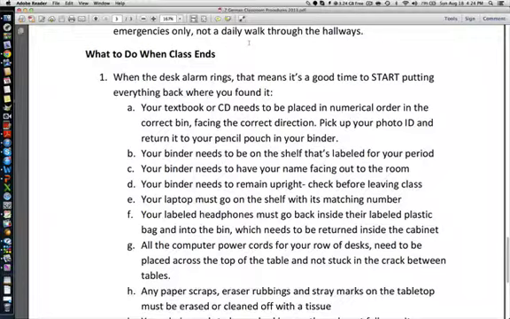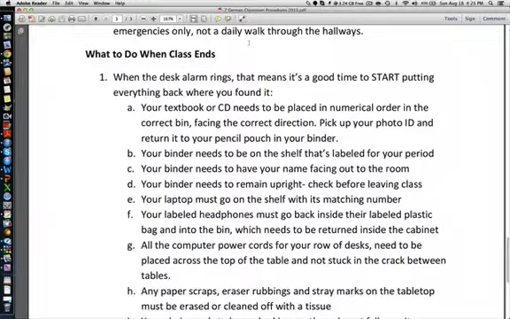B. Your binder needs to be on the shelf that's labeled for your period. C. Your binder needs to have your name facing out to the room. D. Your binder needs to remain upright. Check before leaving class. E. Your laptop must go on the shelf with its matching number. F. Your labeled headphones must go back inside their labeled plastic bag and into the bin, which needs to be returned inside the cabinet.